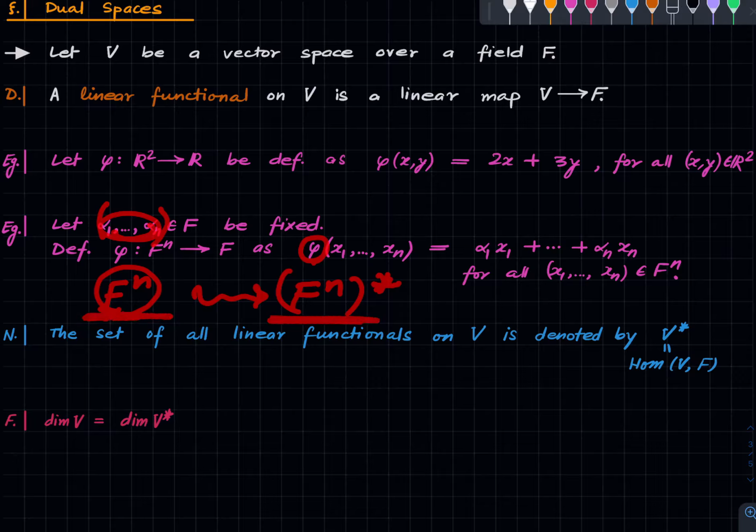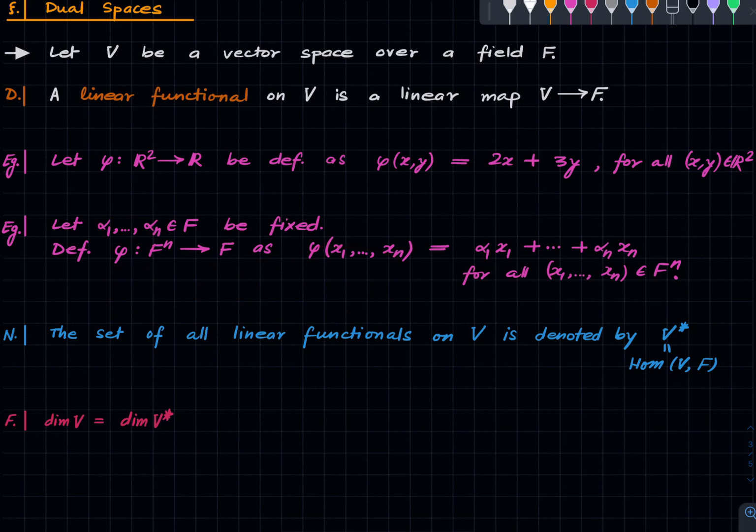So you get a map from Fn to Fn star, and you will see that this map is linear, and its kernel will be 0, hence this will be a linear isomorphism. And therefore this will be bijective, and therefore every linear functional will find such alpha 1 up to alpha n. So that's the reason, and maybe I will leave that as an exercise.